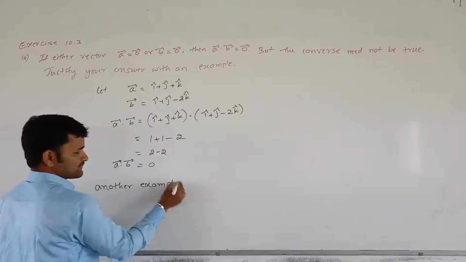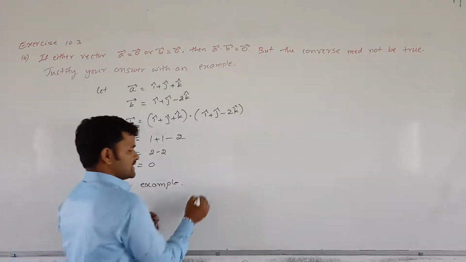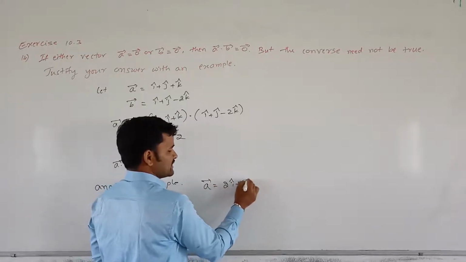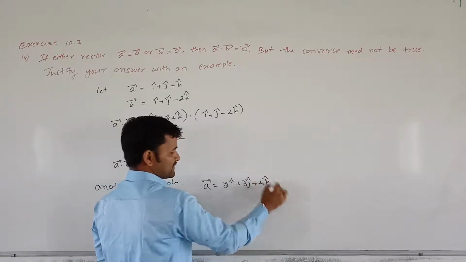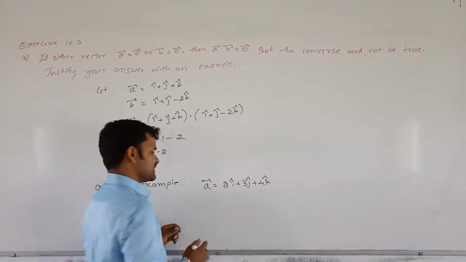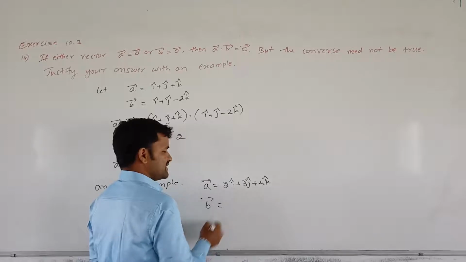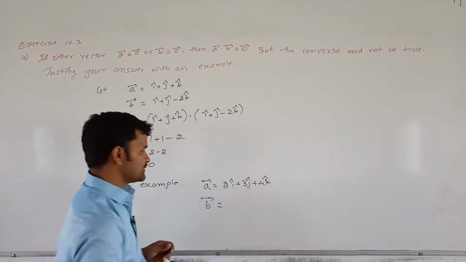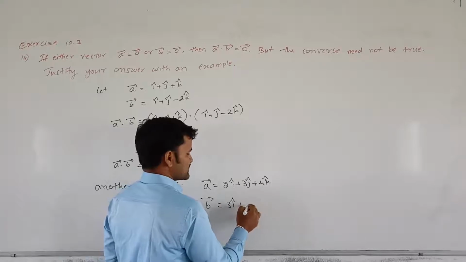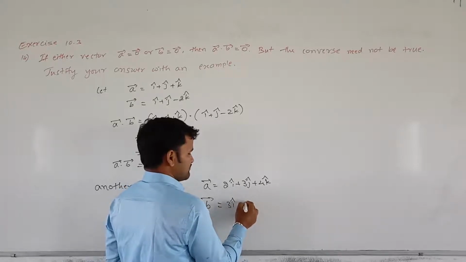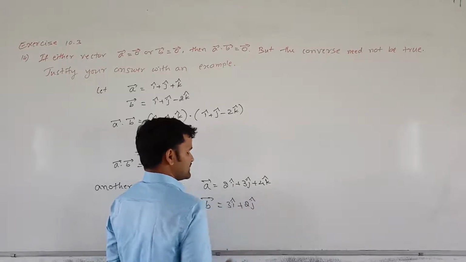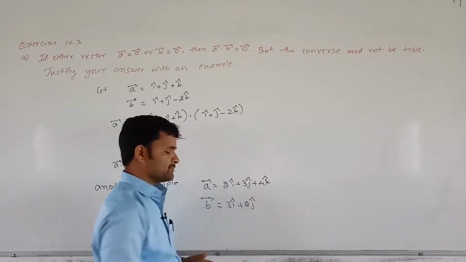Another example, very simple it is. See, vector A is equal to, you take anything, 2i plus 3j plus 4k. 2i plus 3j plus 4k, like that I am taking. Next, vector B is equal to, let me take here, 3i plus 2j, I will take, 3i plus 2j. How much this will be?